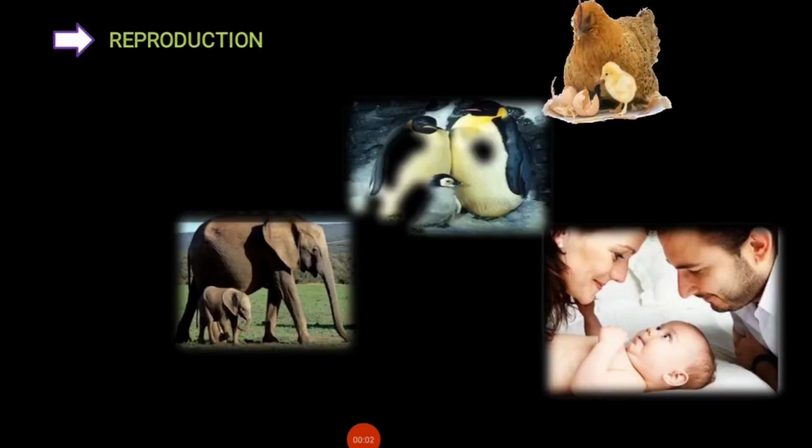Next is reproduction. One of the striking features is that living things are capable of producing their young ones through the process of reproduction, wherein the genetic information is passed from the parents to the offspring. The animals like fish, frog, snakes, birds lay eggs which hatch into young ones. Animals like dog, cats, cows, horses, and human beings give birth to their young ones.